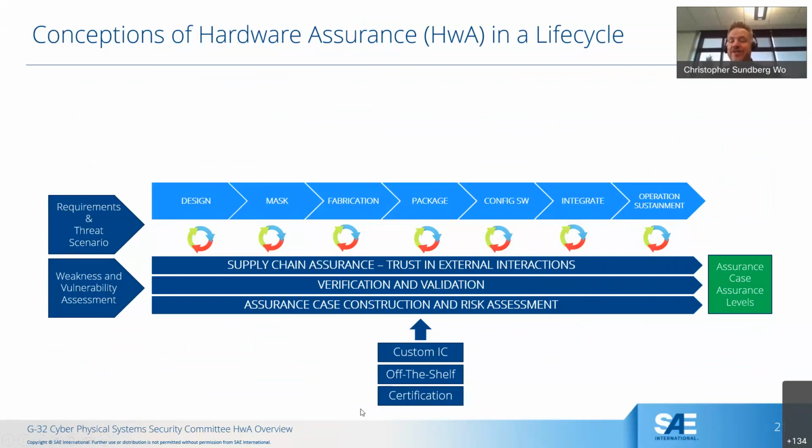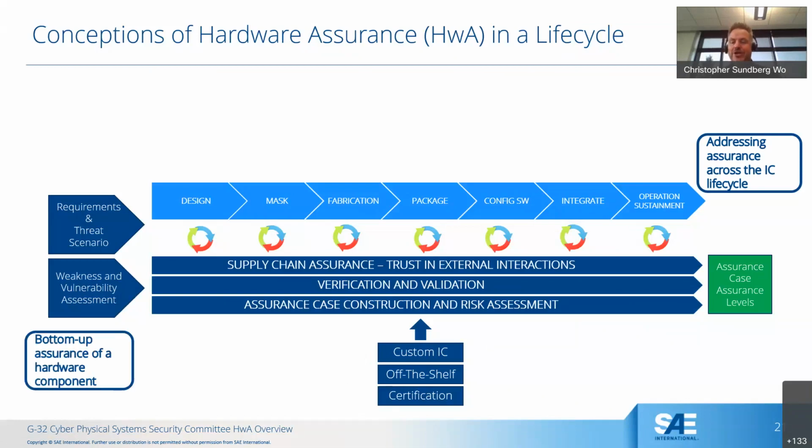Finally, at the very bottom here, we have custom integrated circuits. We have off-the-shelf chips we can buy, and we have certified type chips that we can also bring in. So we're really trying to address that assurance case throughout the whole life cycle of the integrated circuit or the component we're trying to apply hardware security to. We're working from the bottom up, making sure that the lower pieces of that hardware component have security built into them and meet the security requirements that we're specifying.